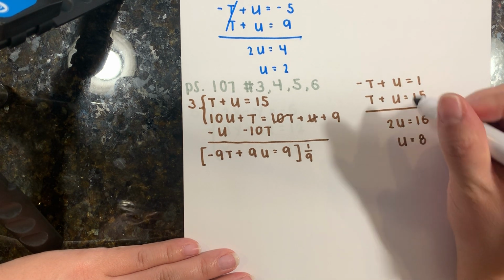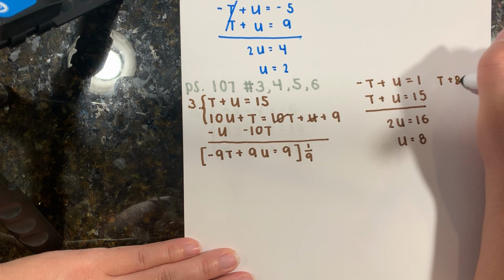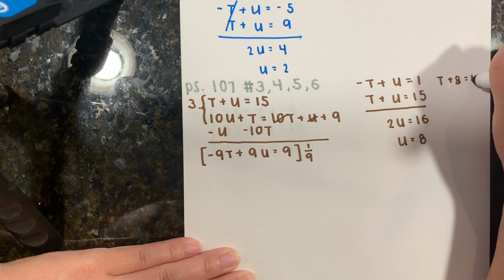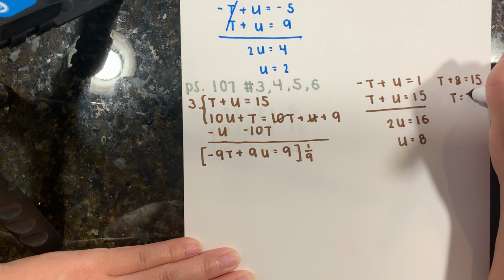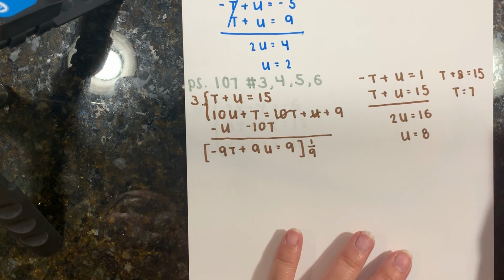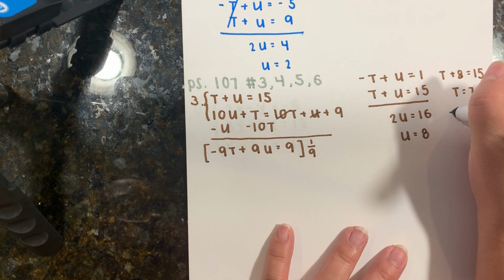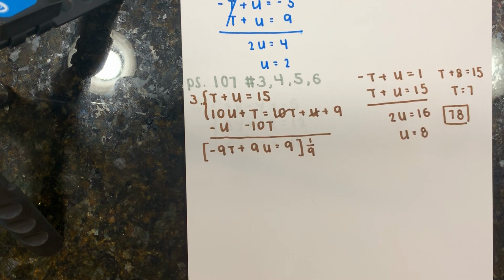Now you can take that 8 and plug it into here. So that would be t plus 8 equals 15, which means that t is going to be equal to 7. The question asks us for what the original number is. If the tens digit is 7 and the units digit is 8, your number is going to be 78.